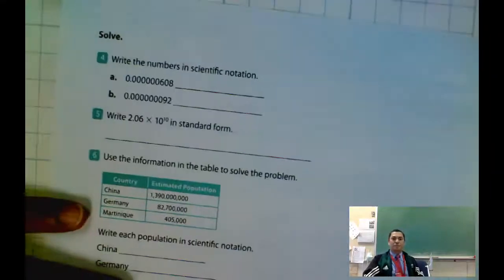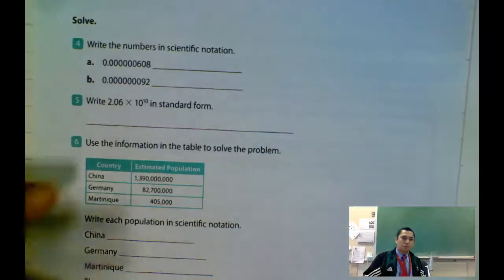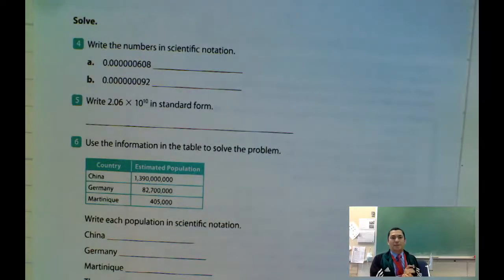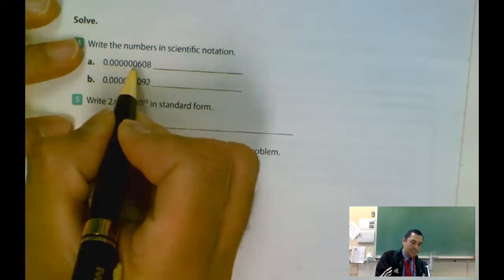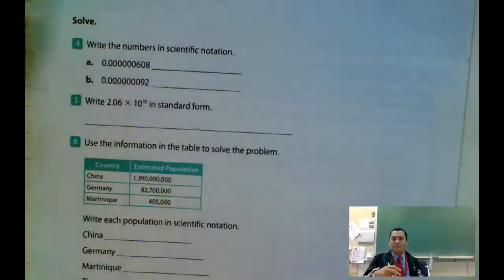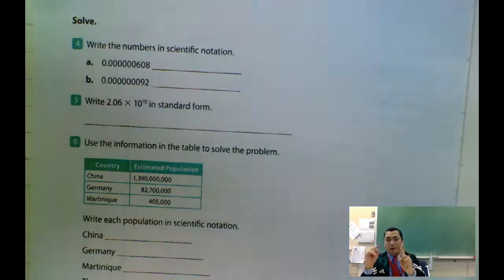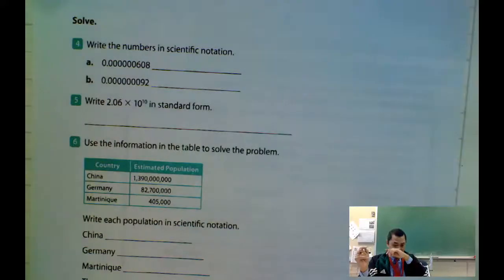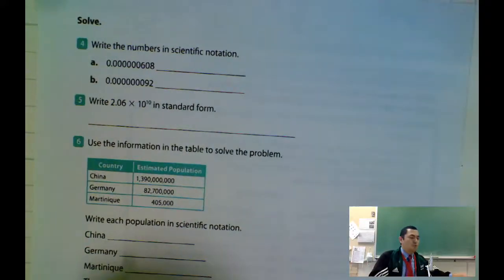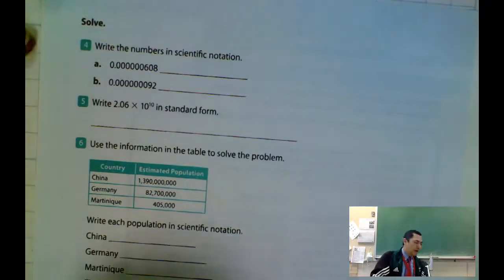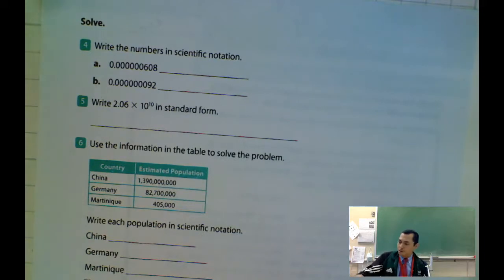Switch to page 52. So they are asking me to solve problem number 4. Write the numbers in scientific notation, and you have 0.608. Remember that number has to be between 1 and 10, less than 10. So in this case, you count. I'm going to do this one with color. I'll use this one, my flower pen.